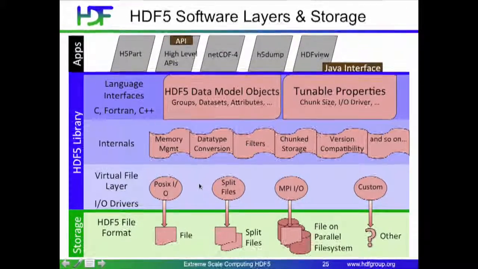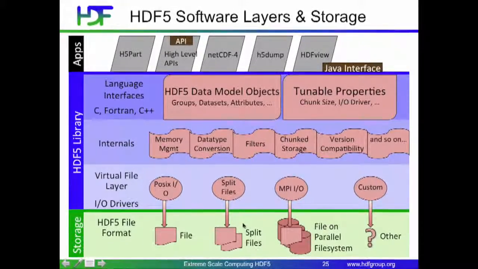And then finally, you have however you're getting that data to disk, whether it's POSIX here, or you're using some kind of MPI-IO, the HDF5 library handles that for you. And then at some point, you end up with a file, an HDF5 file.